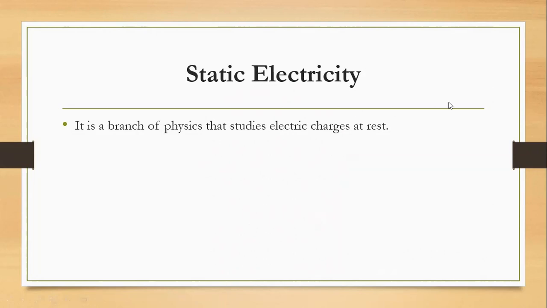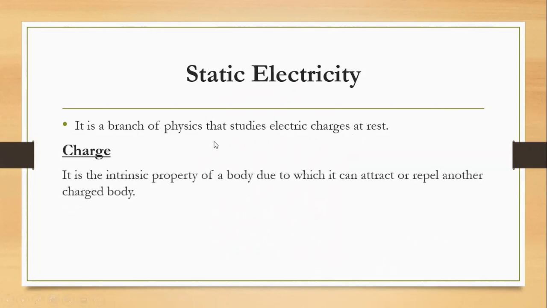Dear student, you must know about the charge. What is the charge? Charge is the intrinsic property of a body due to which it can attract or repel another charged body. Here intrinsic means natural, pure. That is called the charge. The SI unit of the charge is coulomb. That's the name of the scientist. Because the concept of the charge is given by Coulomb, that's why the SI unit of the charge is coulomb. Symbolically, it is represented by capital C.